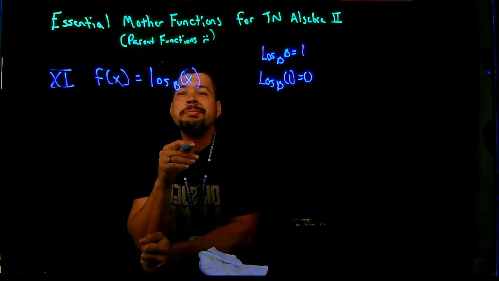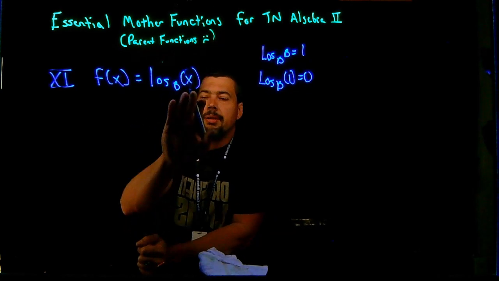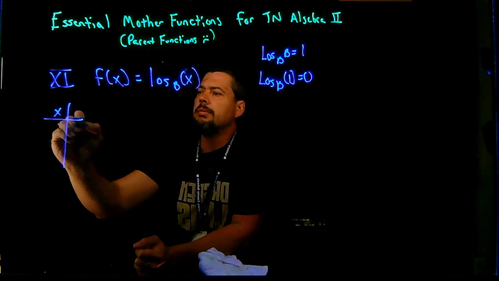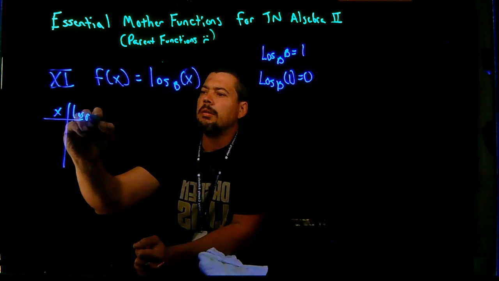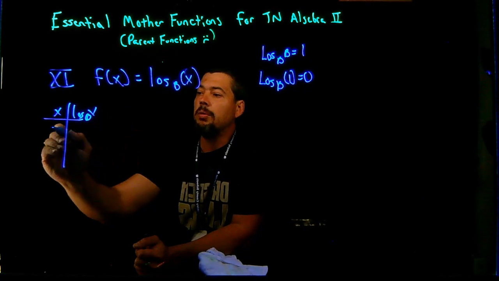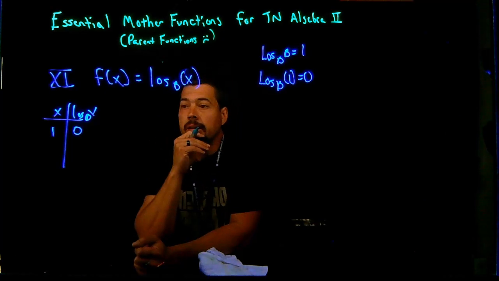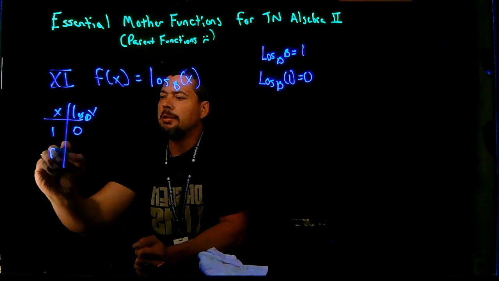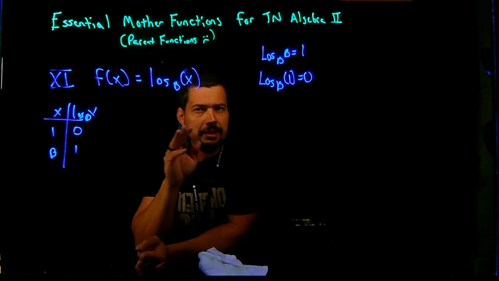Now, I changed that back to an x because it just makes more sense. It's kind of a funny looking table. But if we let x be 1, we're going to get a 0 back. And if we let x be b, we're going to get a 1 back. And those are my key points.